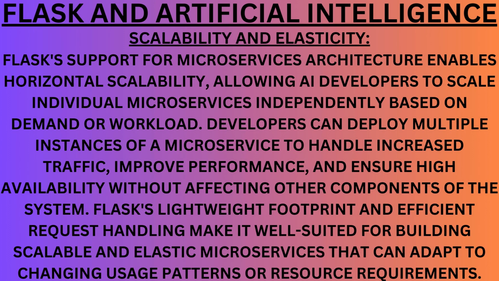Scalability and elasticity. Flask's support for microservices architecture enables horizontal scalability, allowing artificial intelligence developers to scale individual microservices independently based on demand or workload. Developers can deploy multiple instances of a microservice to handle increased traffic, improve performance, and ensure high availability without affecting other components of the system.